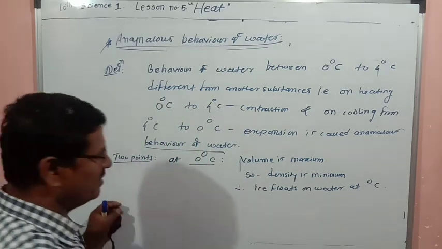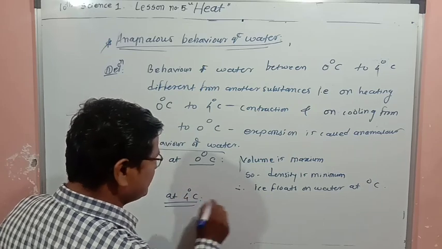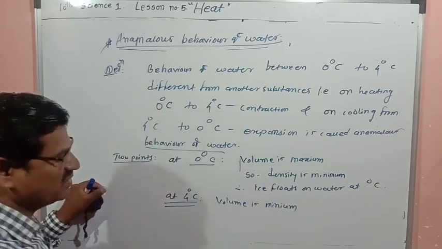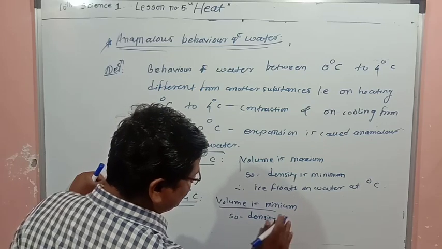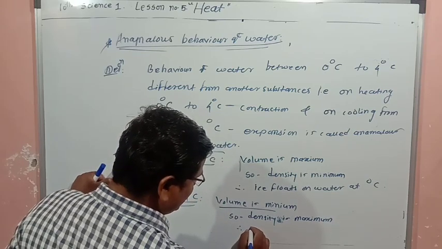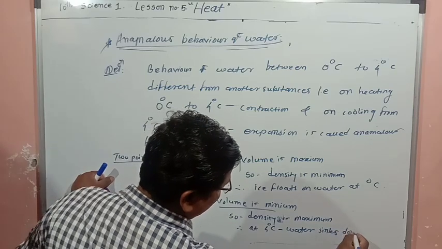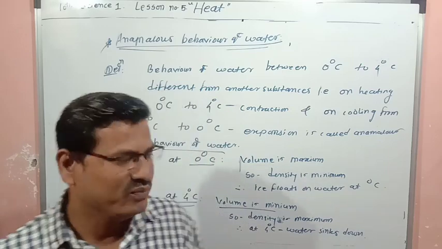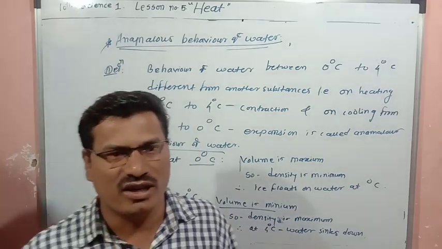Again, at 4 degrees Celsius, what is there? At 4 degrees Celsius, volume is minimum, and therefore density is maximum. Therefore, at 4 degrees Celsius, water sinks down. So this is the anomalous behavior of water, and you have to remember these things. Another thing we are going to study about water, we'll study with the help of a graph.